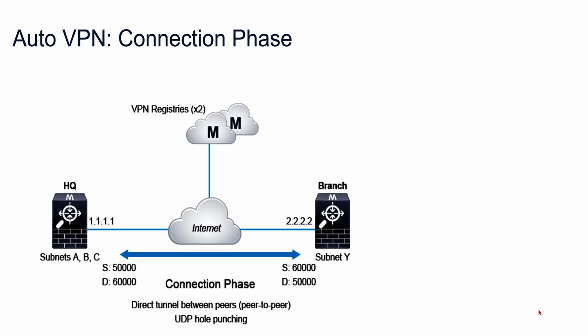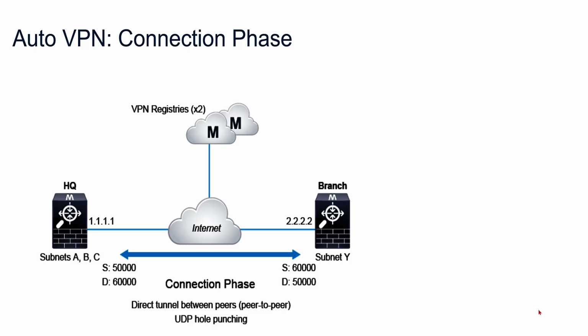Step 2, the direct peer-to-peer tunnels. Remember, Meraki Auto VPN is not hub and spoke through the cloud. We form direct tunnels between the peers, MX to MX. So traffic doesn't have to hairpin through the cloud. The cloud is the orchestrator. It manages that, but it doesn't carry the actual data.